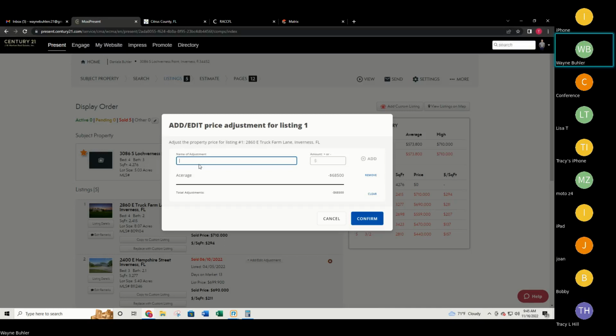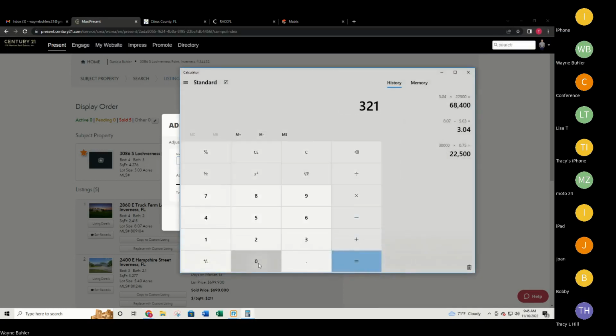But hopping over to our square foot adjustment. This comp here, I know it's a little bit hard to see, but this comparable is 2,415 square feet. And our subject property is 3,210 living square feet. So again, we need to find our difference. 3,210 minus 2,415. We have a difference of 795 square feet.